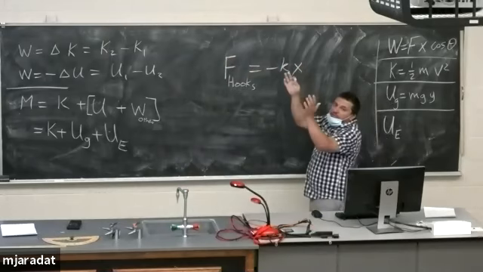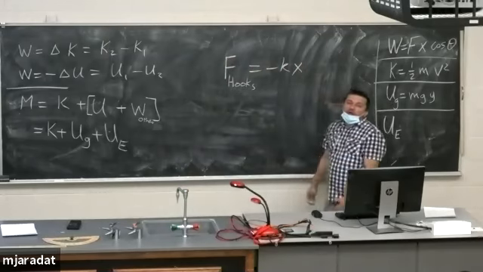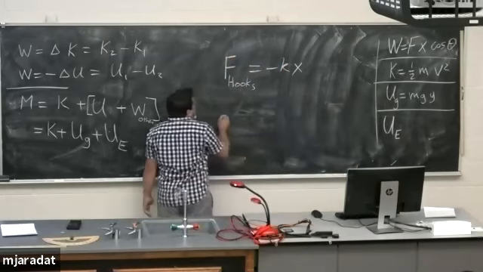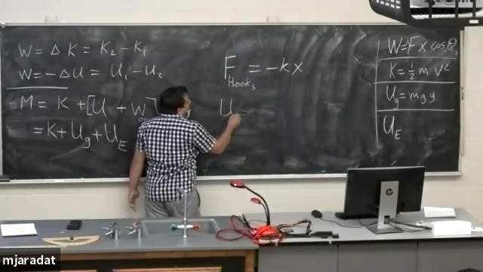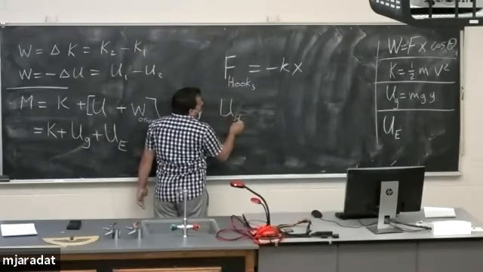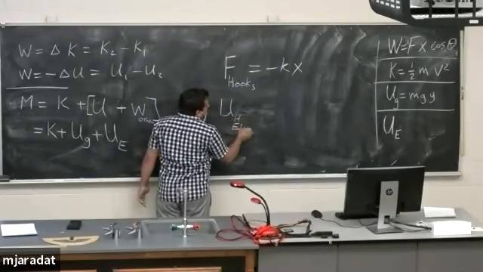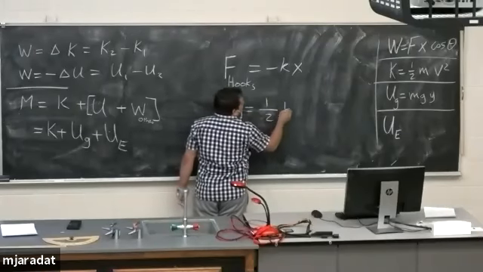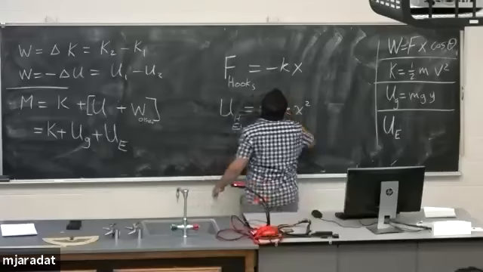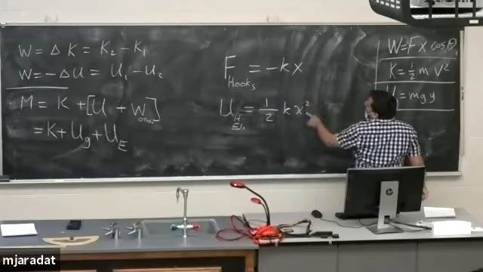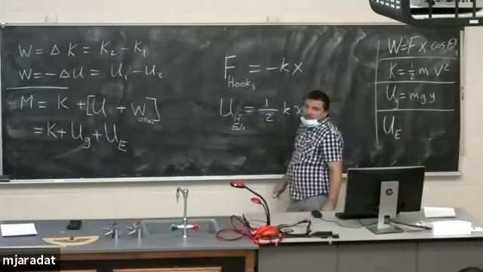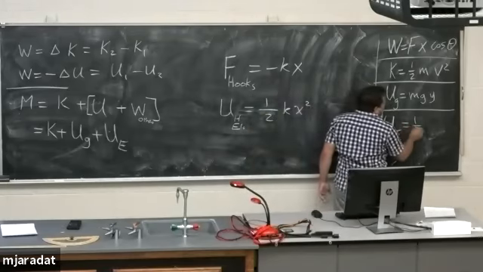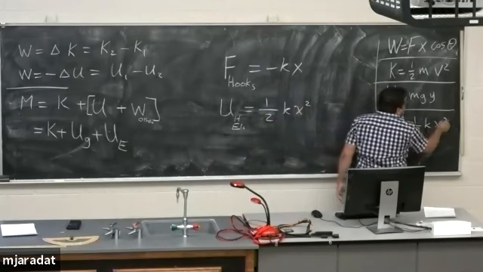X is the compression distance for the spring. I will not derive Hooke's law or the elastic potential energy, it will be 1/2 K x squared. That's it. K is the same K, x squared is the same compression distance. So the potential energy due to the spring is 1/2 K x squared.